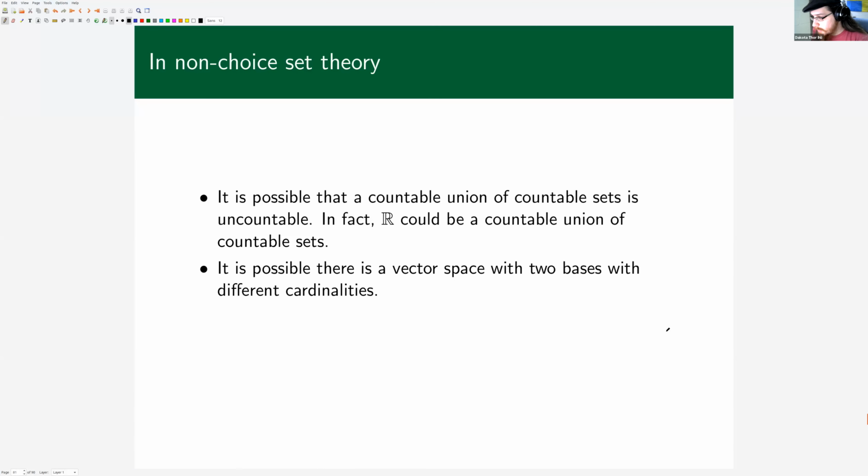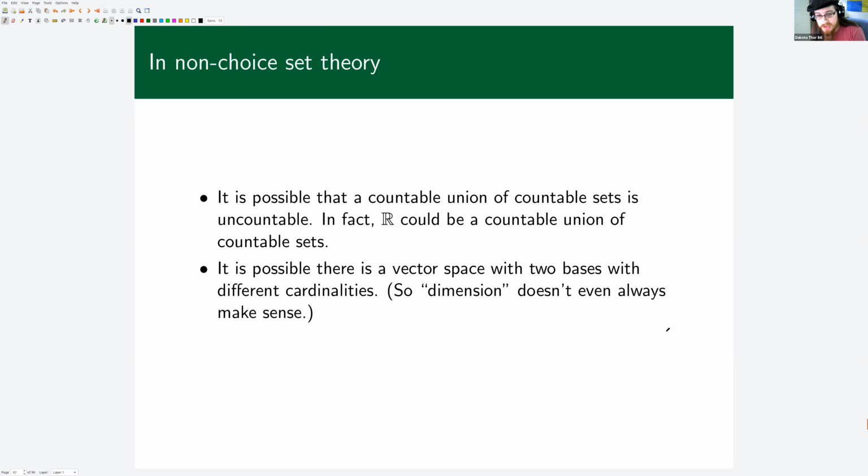It is also possible that if choice fails, there is a vector space that has two different bases, and these bases have different cardinalities. They are not in bijection with each other. This can only happen if the vector space has infinite dimensions. What this means is that dimension doesn't even always make sense in this context. So linear algebra becomes a very different area of study.